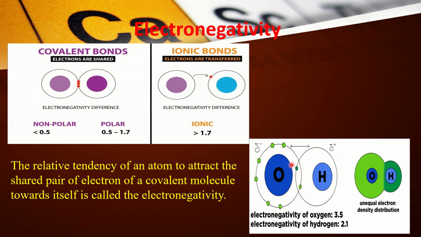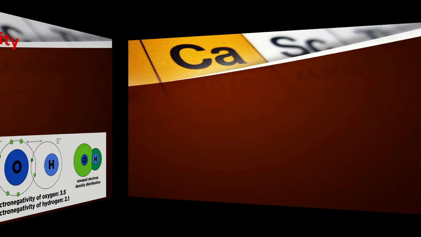This is the shared pair of electrons. Both atoms want to attract this shared pair of electrons, and this tendency is called electronegativity.